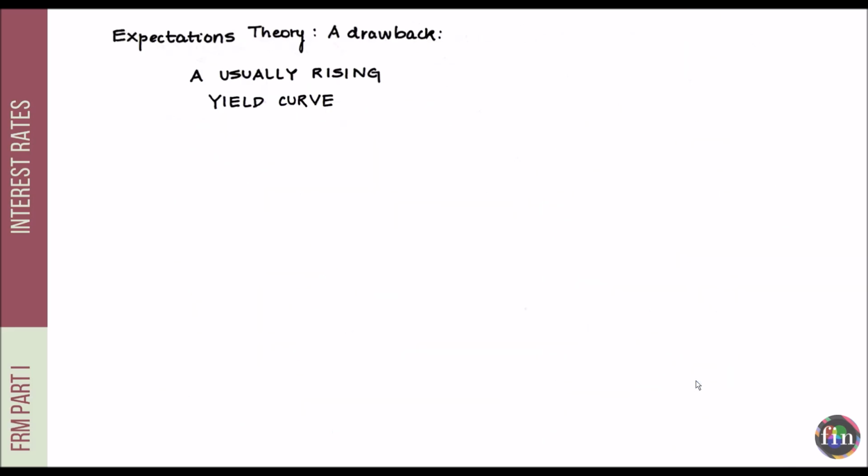Now, this was about the expectations theory. It basically told us that long-term rates are averages of short-term rates, what you observe today, and their expected values going forward. Now, this expectations theory has a drawback, and that is, since expectations can go either way, this theory will not be able to explain to us why yield curves are usually rising. Why are they usually upward sloping? If expectations can go up or down, why are the observed yield curves, generally speaking, upward sloping? So that's a drawback of the expectations theory.